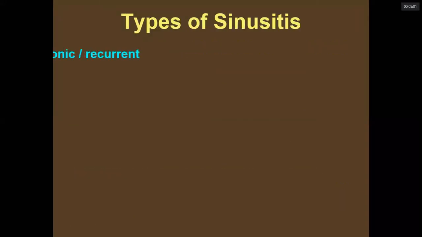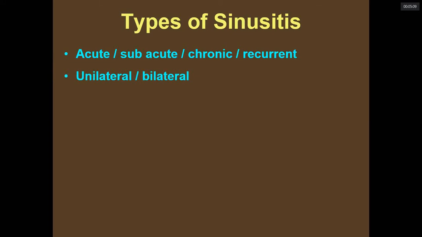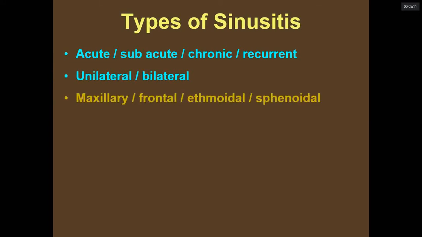Now, the types of sinusitis. This is what we talked about just now: acute, subacute, chronic, and recurrent. And the sinusitis can be unilateral or bilateral. Because you know that there are 4 pairs of paranasal sinuses, the sinusitis may be limited only to maxillary, so it is maxillary sinusitis, frontal sinusitis, ethmoidal sinusitis, and sphenoidal sinusitis. If all the sinuses are involved, it is called pansinusitis. If all the sinuses on the left side are involved, it is left pansinusitis. If all the sinuses on the right side are involved, it is right pansinusitis.